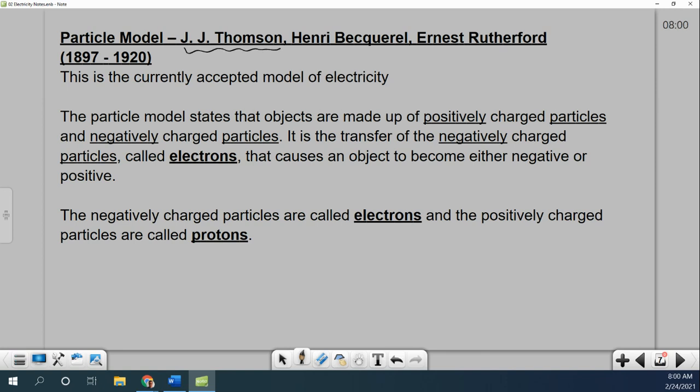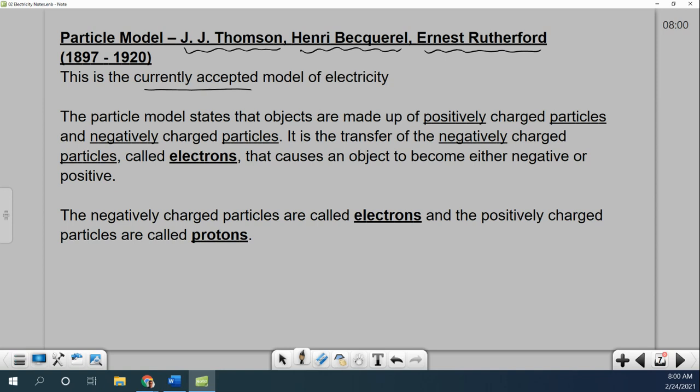And then a little bit later, Henri Becquerel came along and built on that discovery and added a little bit to it. And after that, Ernest Rutherford did another experiment, which shifted our understanding just slightly. And so these three together, all their work combined, has led us to what we currently accept, our current model of electricity, which we call the particle model.